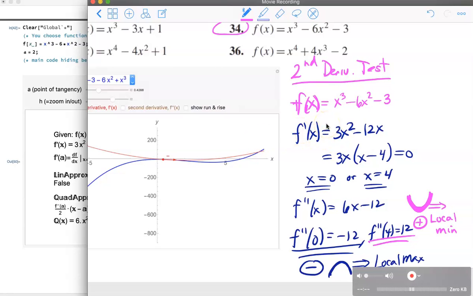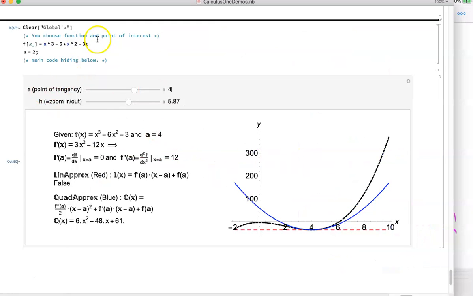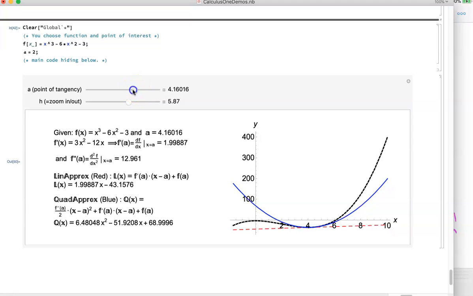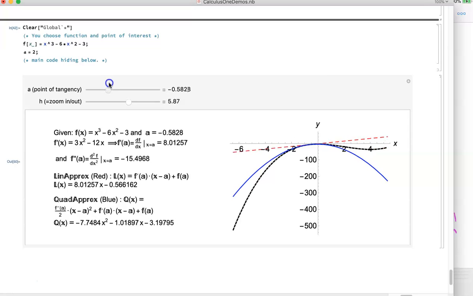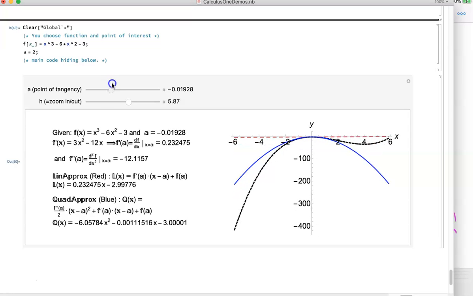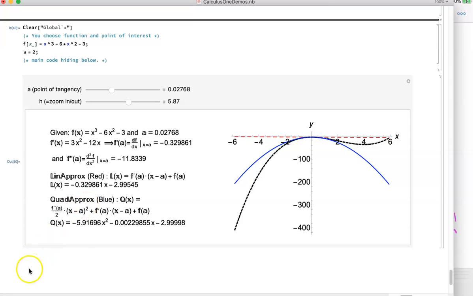So that is simply what the second derivative test says. Use the second derivative, figure out if it's positive or negative, and that will tell you if your function at that critical point looks like a parabola opening upward, or looks like a parabola opening downward. And that's how you figure out if you have local maximums or minimums using the second derivative test.